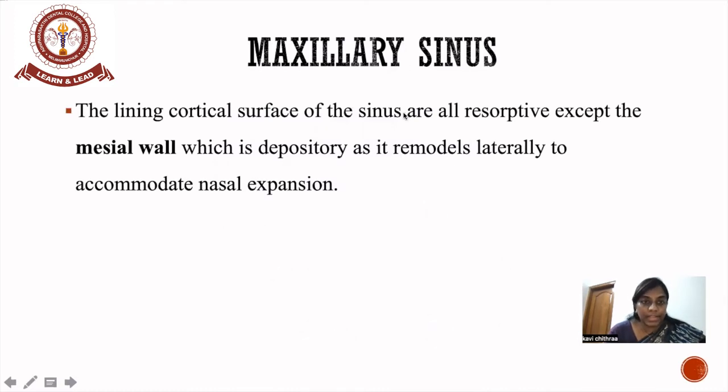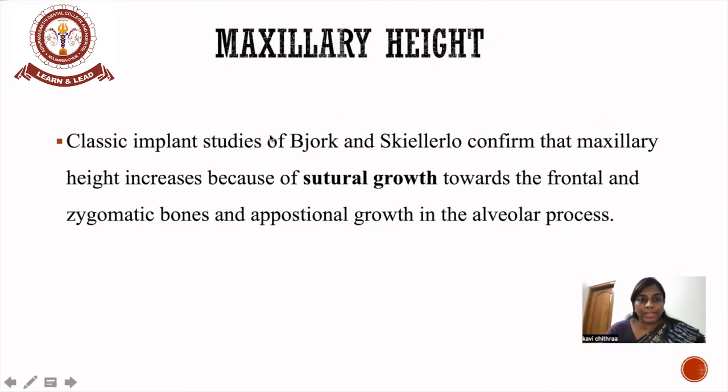Then the maxillary sinus. The maxillary sinus has a lining cortical surface which is resorptive, and the mesial wall alone is depository, as it remodels laterally to accommodate the nasal expansion. The maxillary height, according to Bjork and Skieller, they confirm that the maxillary height increases because of sutural growth towards the frontal and the zygomatic bones, and an appositional growth in the alveolar process.